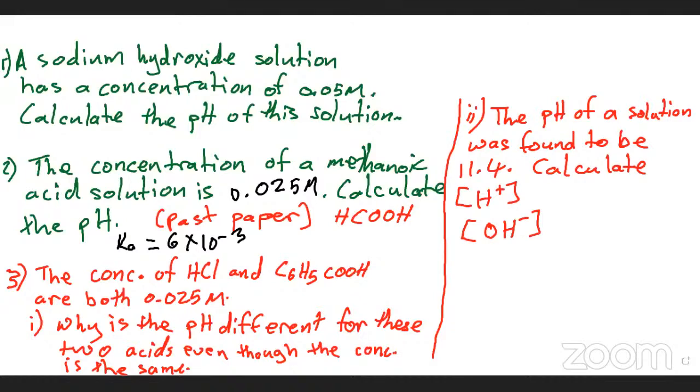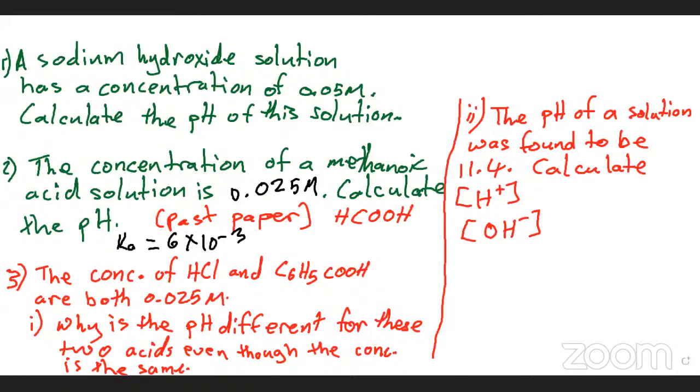All right, for number two, you should get a pH of 1.91. 1.92 is fine as well, depending on how you are rounding off. All right. So for number one, the pH is 12.7. For number two, it's 1.91. All right, so I'm going to give you one more minute and then I work them.